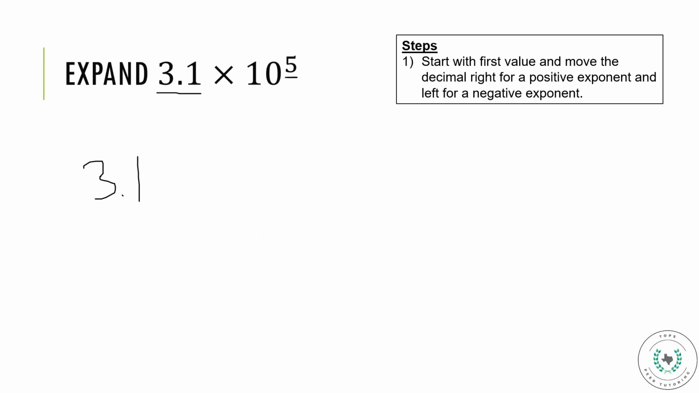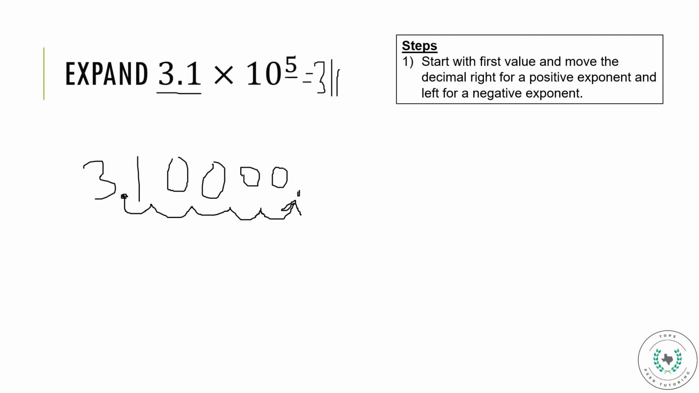So here we have that 3.1. We already have the decimal. It's right here. And now we can move that 5 places. So go 1, 2, 3, 4, and 5. And then you end off with your new decimal point right here. Now, each of those hoops, you add in a 0. So 0, 0, 0, and 0. So now you can rewrite this as 310,000 as your final answer.